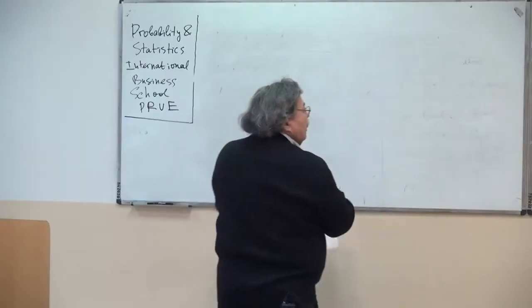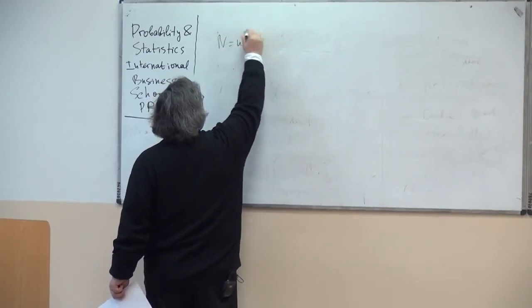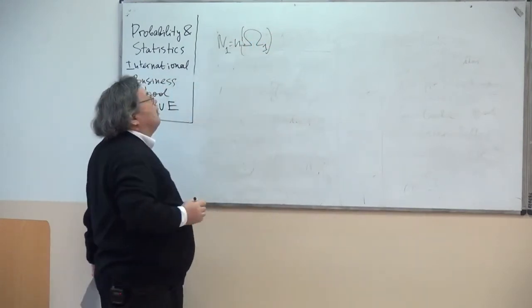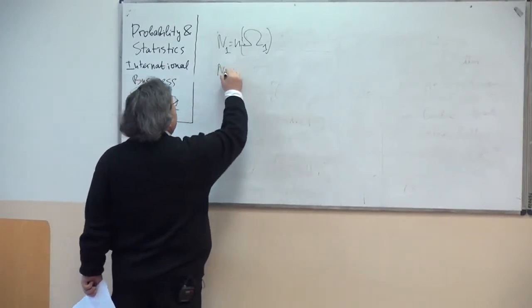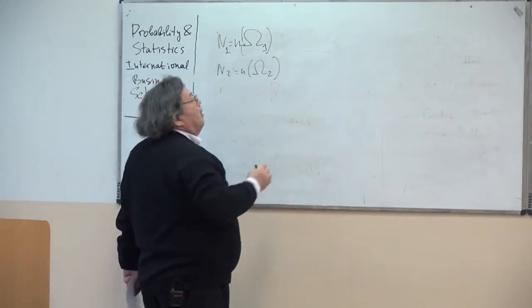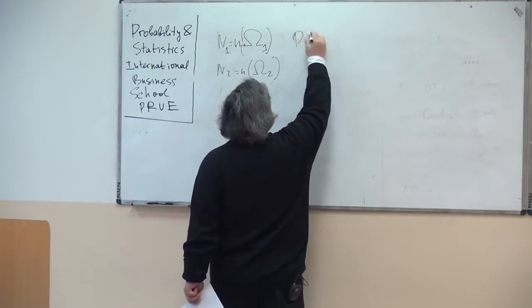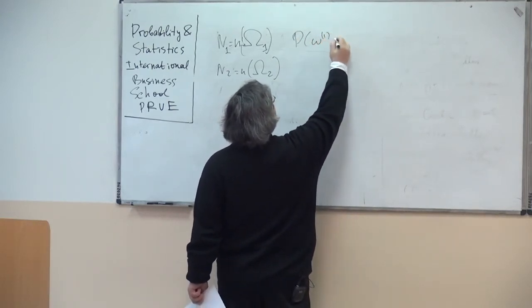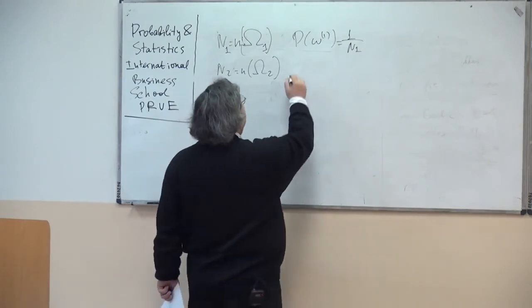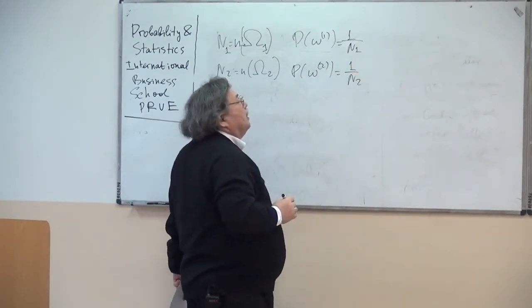But if this is true, suppose n capital 1 is the number of outcomes in the first sample space, and n capital 2 is the number of outcomes in the second sample space. Because we assume that the sample space consists of equally likely outcomes, the probability of each outcome in this sample space is equal to 1 over n capital sub 1, and the probability of each outcome here is 1 over n capital sub 2.